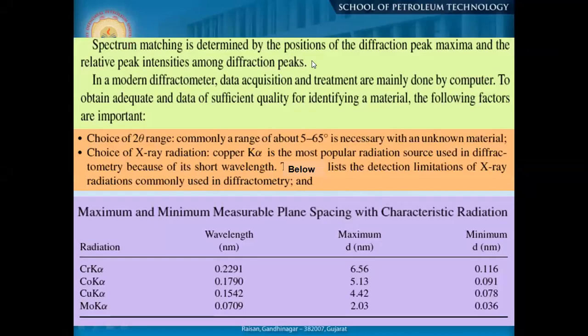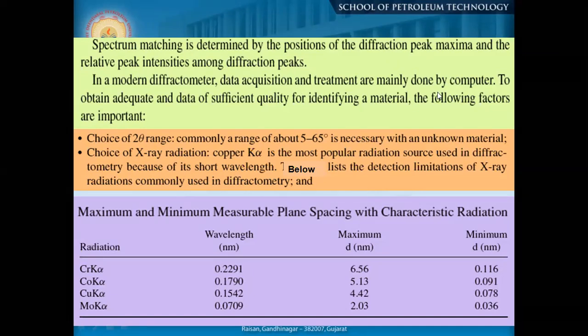So what we do, once we get the information in the form of spectra, a graph, it's called a diffractogram. Spectrum matching is determined by the position of the peaks, so you may have a standard value for a specific mineral or crystal that we can use. In a modern diffractometer, data acquisition and treatment are mainly done by computer, so you may have a standard set of graphs present in your computer software. You can match your data with it to understand what minerals are present in your samples.